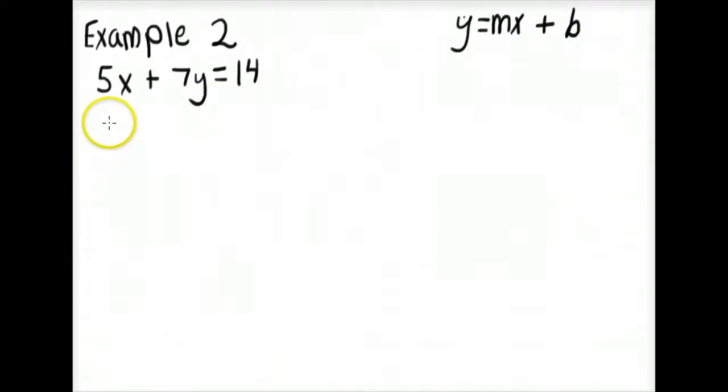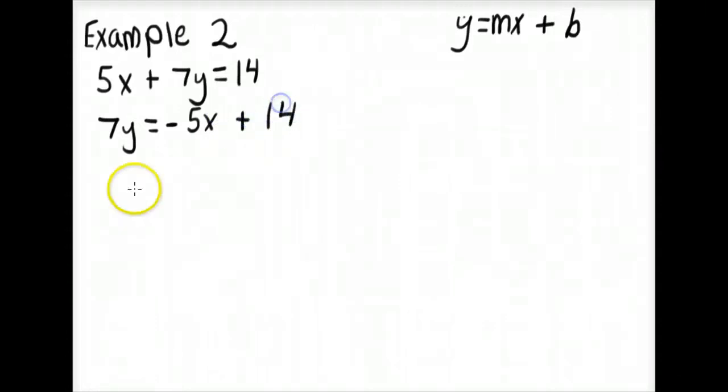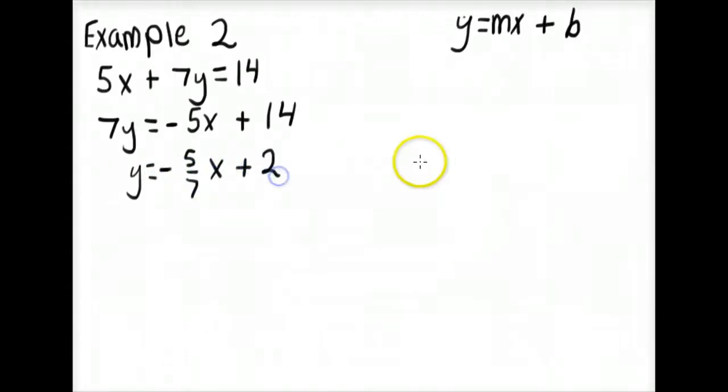So to start, we need to move the 5x over. So we'll have 7y equals negative 5x plus 14. Then dividing by 7, we'll have y equals negative 5/7 x plus 2. From there, we can draw our graph.